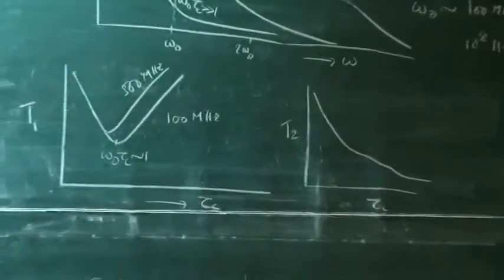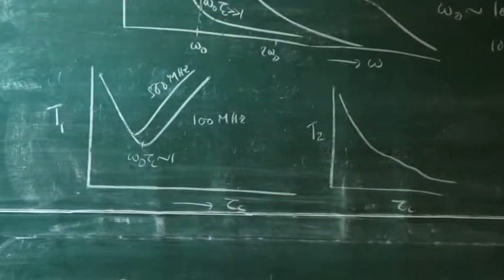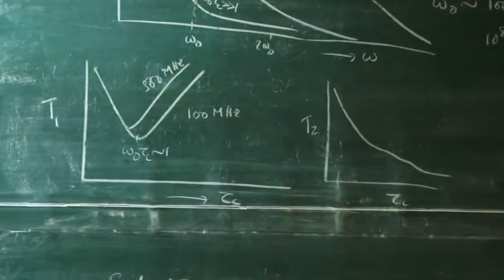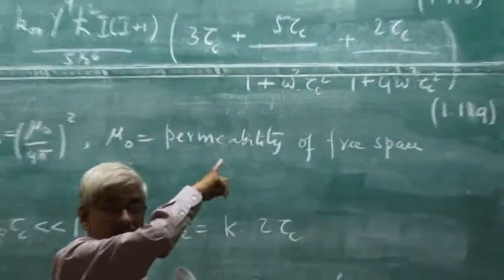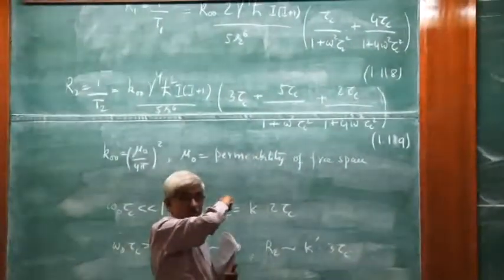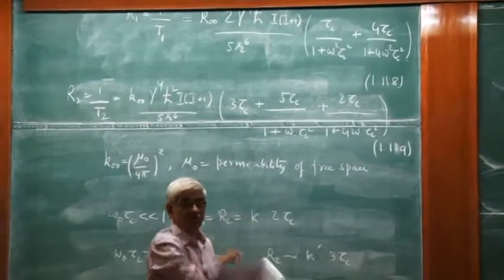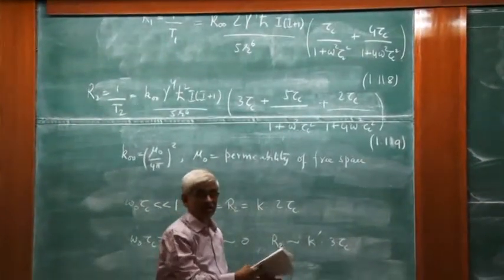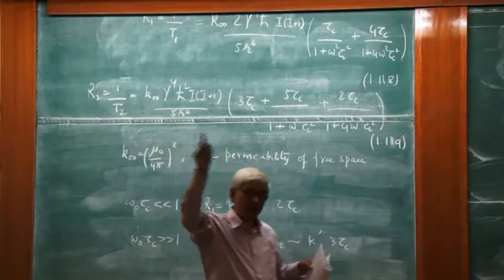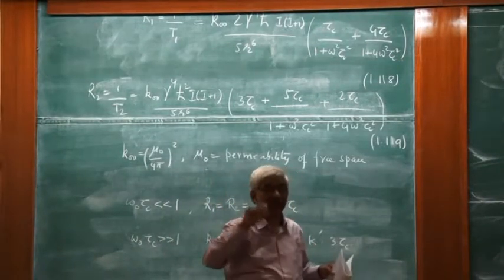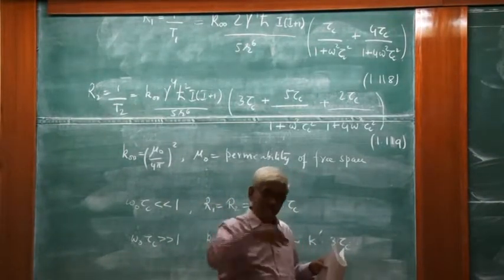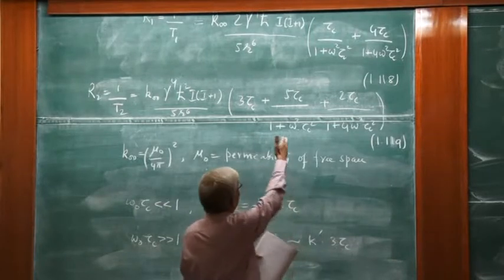So how is R1 0? Because omega naught tau c is far, far greater than 1, therefore the whole thing is 0. Each term is 0. Assume omega naught tau c goes to infinity, a very large value. Then each of the terms is 0.